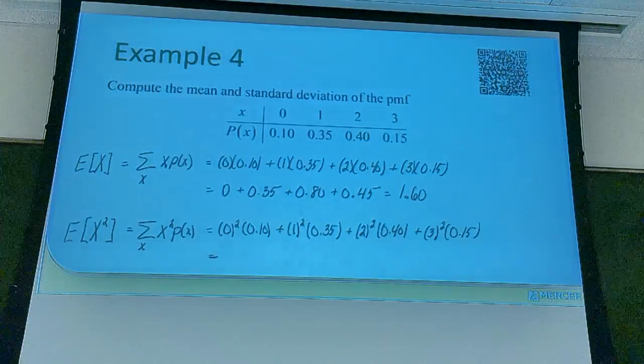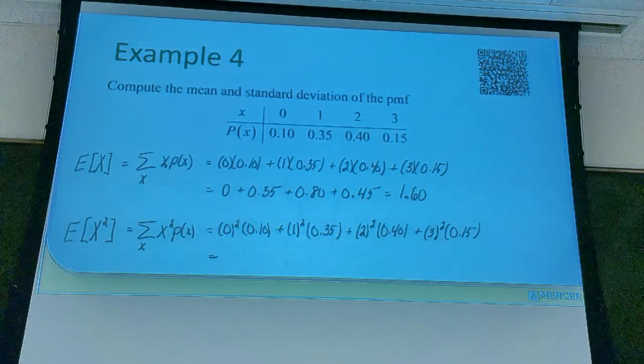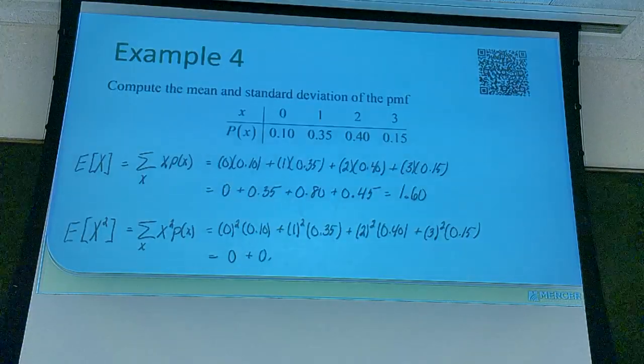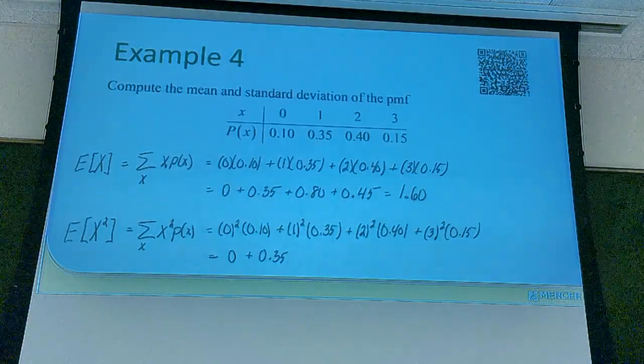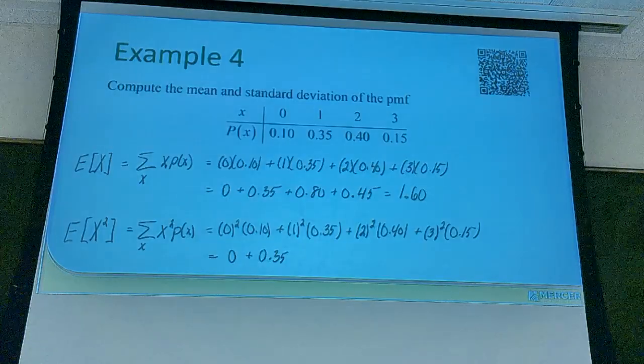What's 0 squared? Times 0.1. 1 squared times 0.35. Oh, they were nice. What's 2 squared? Times 40.